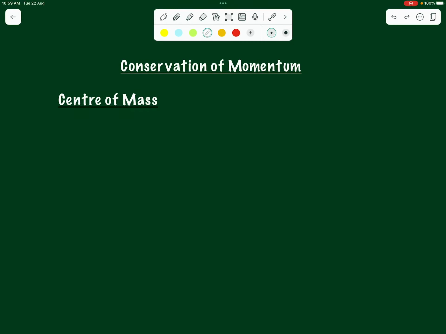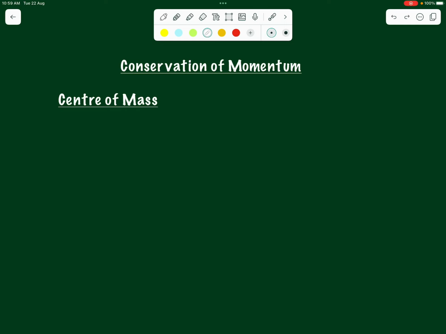Hello students, today we shall start with a new chapter, conservation of momentum, and we shall start this chapter with the topic which is called center of mass. So it is from this chapter that we are going to discuss big bodies and their motion.